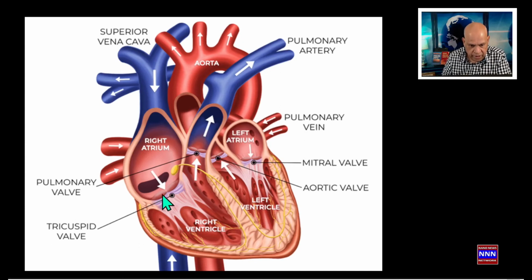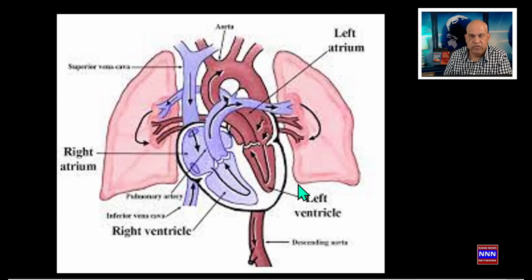So we have the tricuspid valve on the right side between the atrium and the ventricle. We have the mitral valve on the left side between the left atrium and the left ventricle. Then we have the pulmonic valve, which prevents the blood from leaking backwards at the pulmonary artery level. Then we have the aortic valve. So let us talk about how blood circulates in the body.